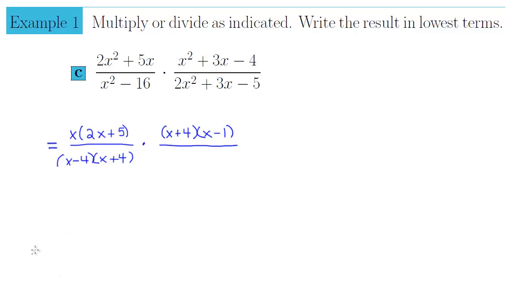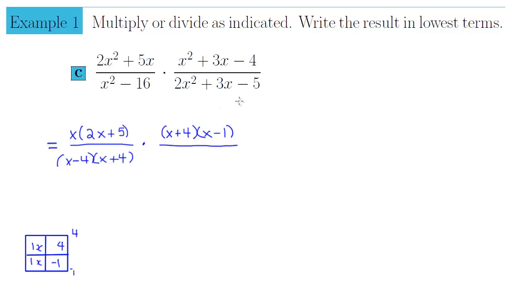If you were using a chart, like a little box, to do this with your coefficients, your box would look like this, with 1s in the first column and 4 and then negative 1 in the second. So x plus 4 times x minus 1.